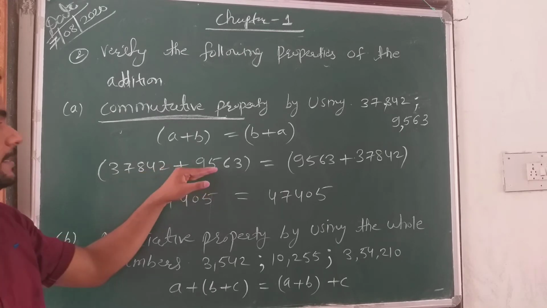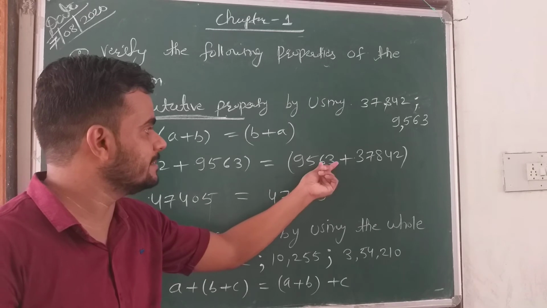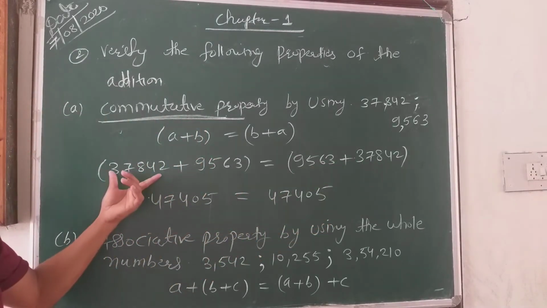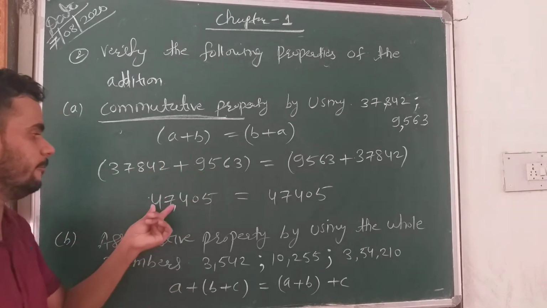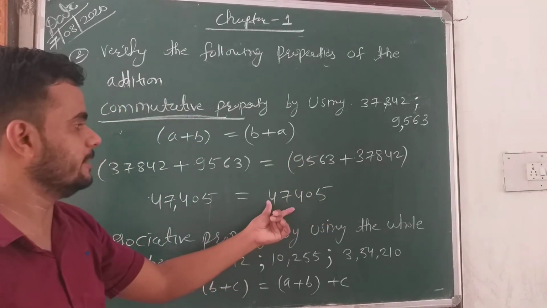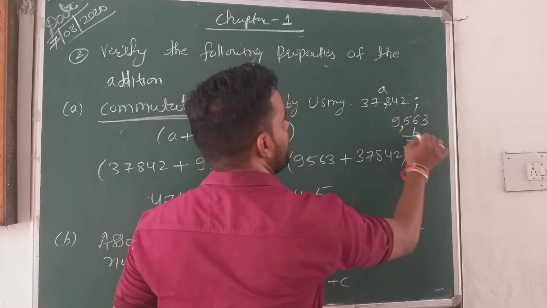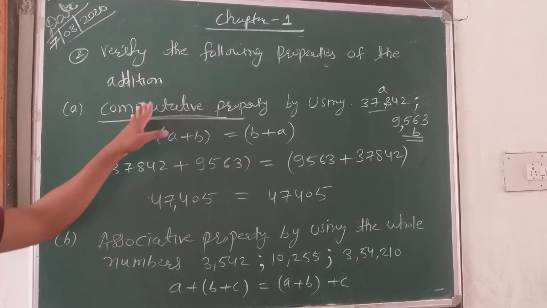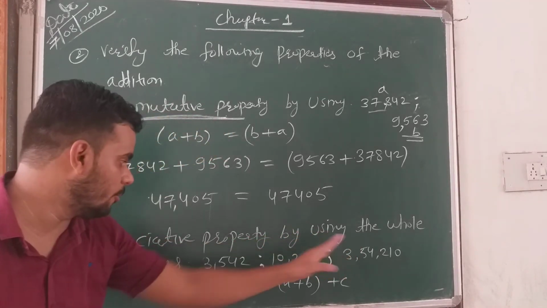Okay, so it means 37,842 plus 9,563 is equal to 9,563 plus 37,842. When we add both of these, we get 47,405, and when we add the other, we also get 47,405. So this is our A and this is our B. So you have to use it like this: A plus B equals B plus A, and verify the commutative property.